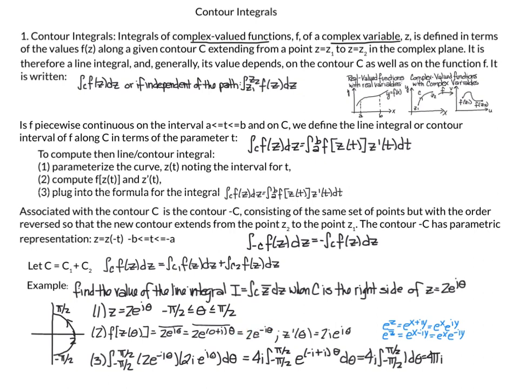And then we calculate z prime. We just take the i, the constant, down, so we have 2i e to the i theta, and now we can plug into our formula. We go from a to b, and a to b is given in our parameterization, negative pi over 2 to pi over 2. Our f of z of theta is 2 e to the minus i theta, and then our derivative, which is 2i e to the i theta. And the rest is just integration and calculation. Our final answer was 4 pi i.